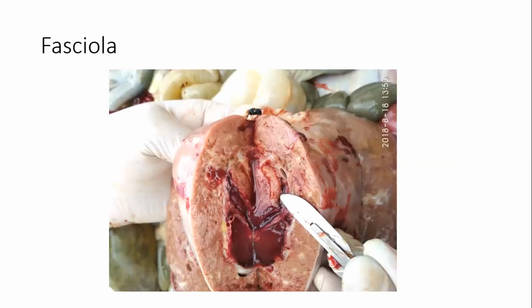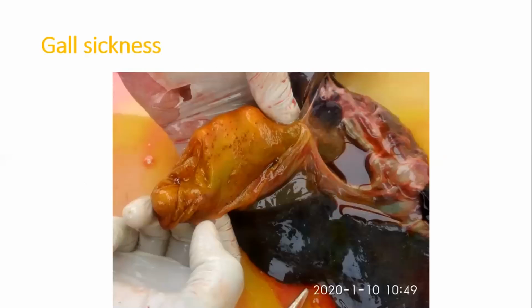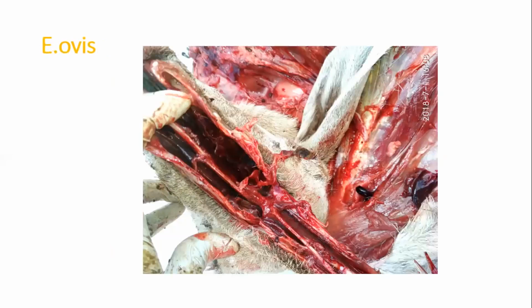Here you can see some of the fasciola organisms present in the liver parenchyma. Then wall sickness because of anaplasma. Then Oestrus ovis can be observed in the nasal turbinates or the nasal sinuses.